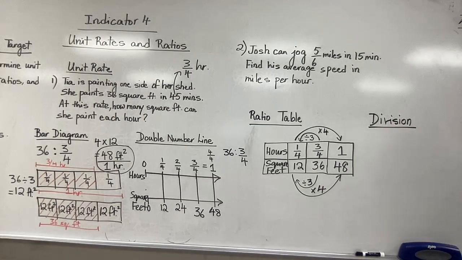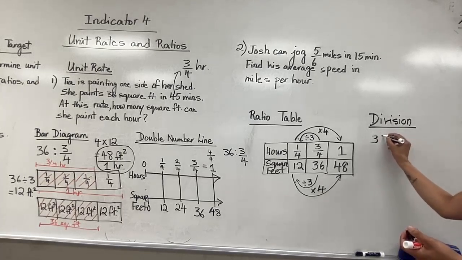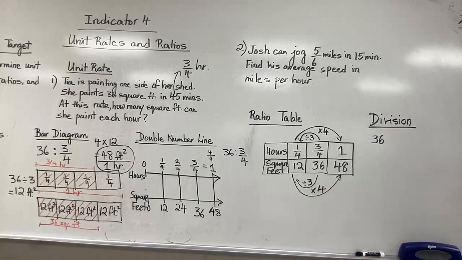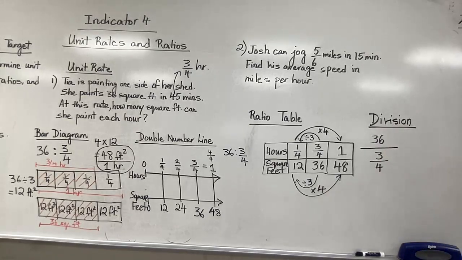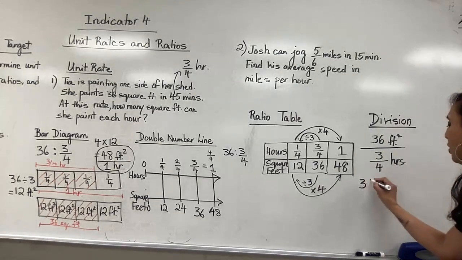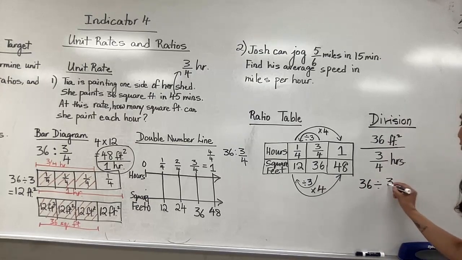All right. So I'm going to use the rate 36 square feet in 3/4 hour. Okay, so 36 square feet in 3/4 hours can be written like this. Okay, so it can be written like this. Now, this is a complex fraction and we are going to simplify this. So this basically means what? Fraction line means division, divided by 3/4.